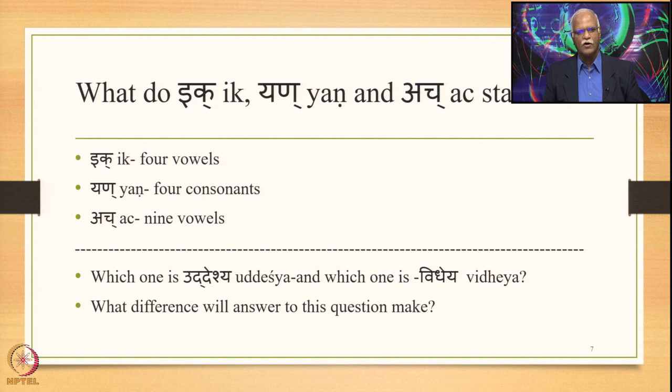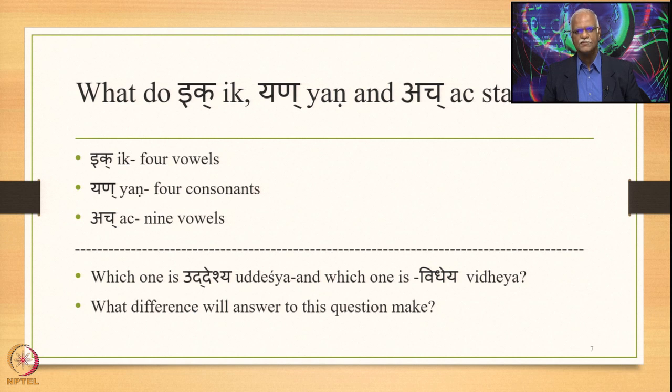Ik stands for four vowels: i, u, ṛ and ḷ. Yan stands for four consonants: y, v, r and l. And ach stands for nine vowels. We must remember here that we are referring to the sounds which are stated only in the 14 sutras. So i, u, ṛ, ḷ are stated in the 14 sutras. Ya, va, ra, la are stated in the 14 sutras.